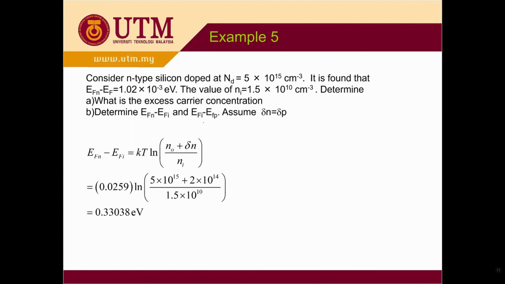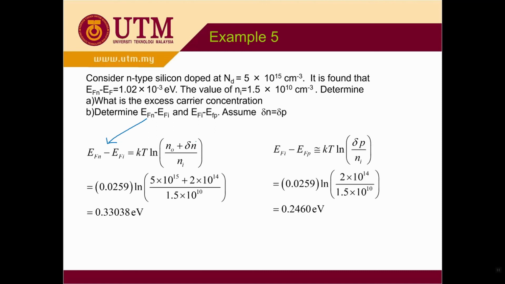Once you get delta N, you can write down the equation that we want to solve, which is this one here, EFN minus EFI. Just put it in here, solve it, and you get your answer. The second one is EFI minus EFP, with delta P plus P naught. But you see your delta P is 2 times 10 to the power 14. Your P0, if you take Ni squared divided by N0, is a very small value. So you can ignore the P0 here, which is why P naught is not written here. You calculate and you get this answer.